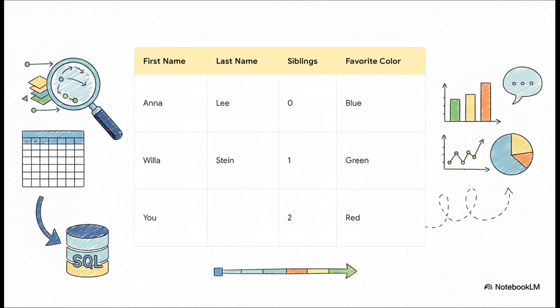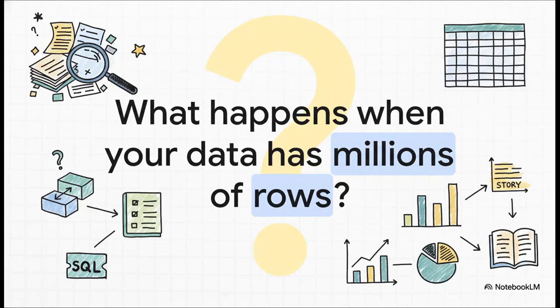This is exactly what makes spreadsheets so great. They're amazing for organizing these clear, manageable sets of data. But there's always a but, isn't there? What happens when you're not just dealing with a handful of rows, but thousands or even millions? Well, all of a sudden, your trusty spreadsheet starts to chug, and trying to organize anything manually becomes basically impossible.